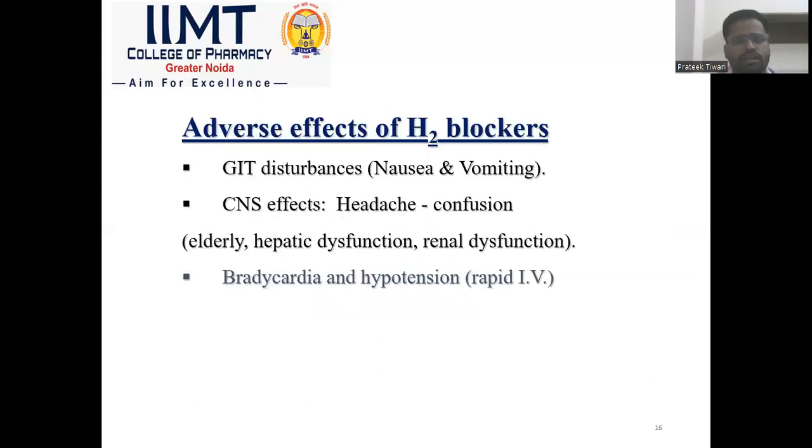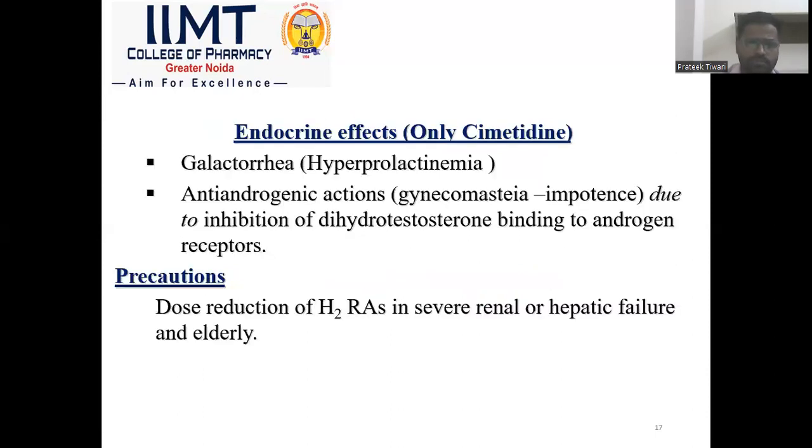And the adverse effect is GIT disturbance. CNS effects: it causes confusion, hallucination, and headache. In the elderly patient, it causes hepatic dysfunction and maybe renal dysfunction. It may also cause bradycardia and hypotension if we give it rapidly through the intravenous route. Now, endocrine effects we can see with only cimetidine.